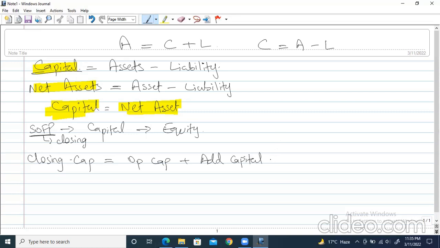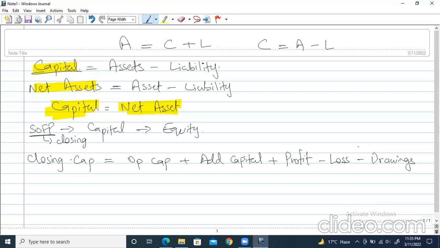And then after that, we add the profit, and if we have any kind of loss, we minus this from it, right? And the final thing that we do is minus the drawings over here, minus drawings. So this is basically the whole formula for closing capital, which is the figure used in the financial position, right? So opening capital plus additional capital plus any kind of profit.